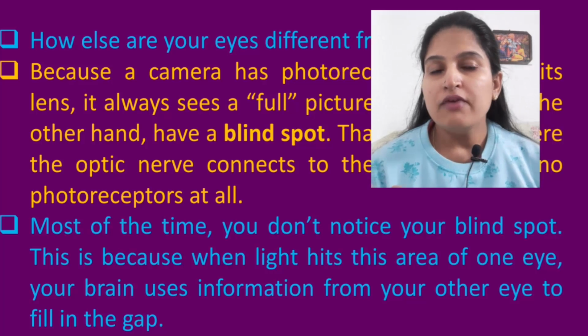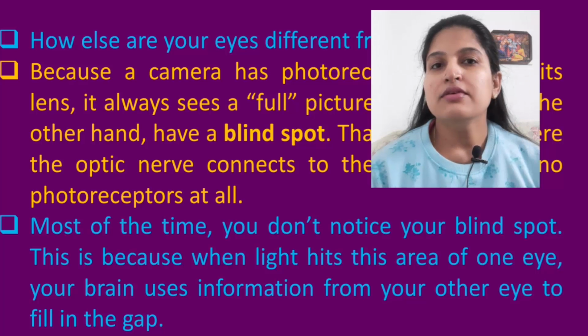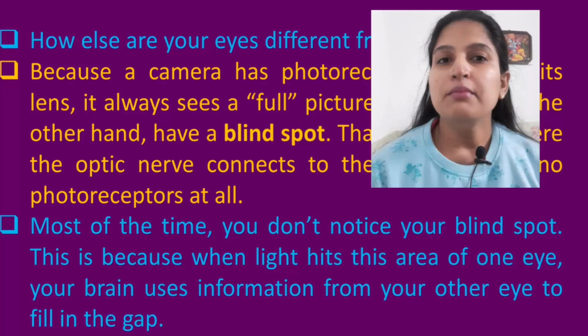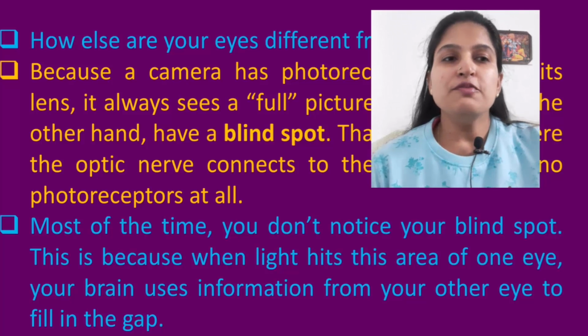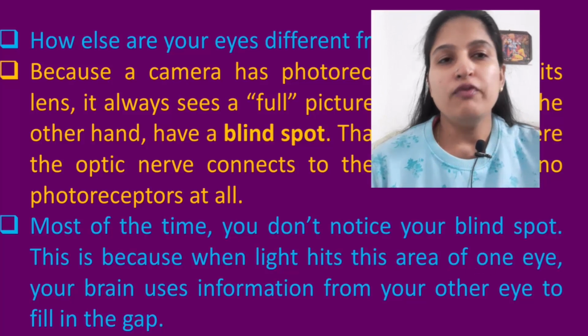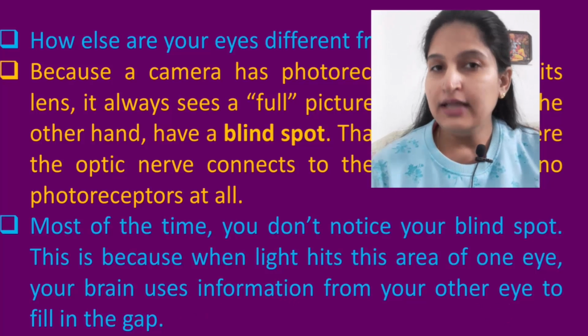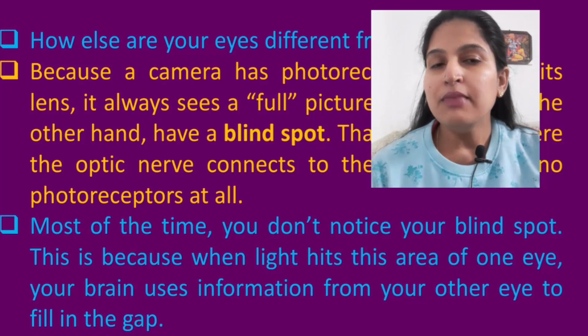If we close one eye and see things using only one eye, we can notice this blind spot. This is because when light hits this area of one eye, your brain uses information from your other eye to fill the gap. That is why we don't notice the blind spot.